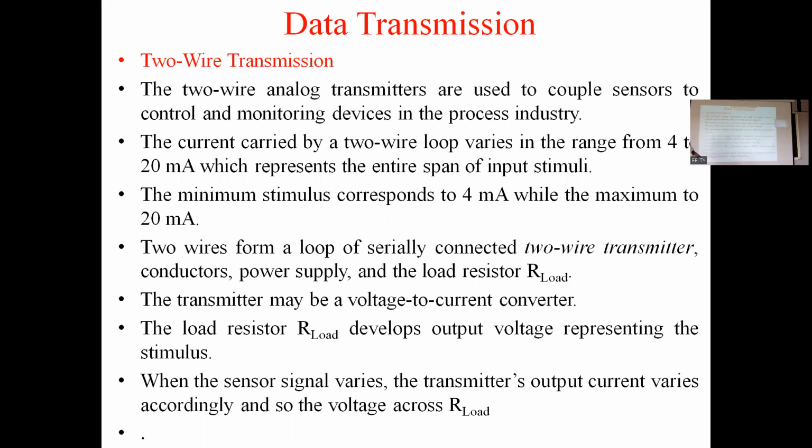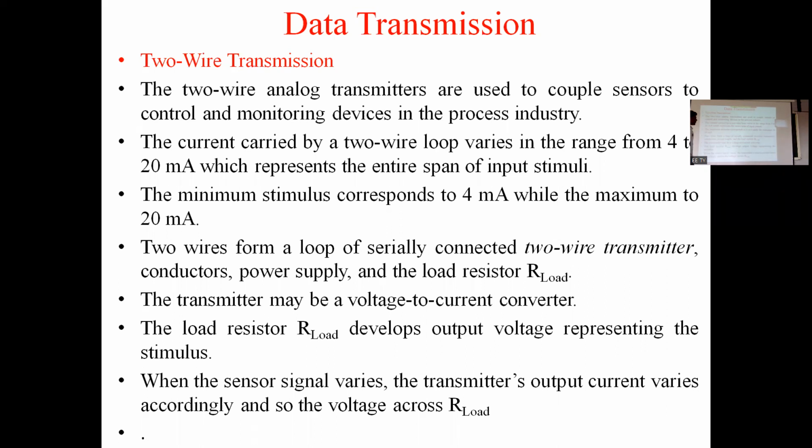So these are serially connected two wire. In that two wire transmitter, the conductor is there, that means wire is nothing but one type of conductor. There is a power supply and the load resistance is there. So we will see the connection. The load resistance R load develops output voltage representing the stimulus.